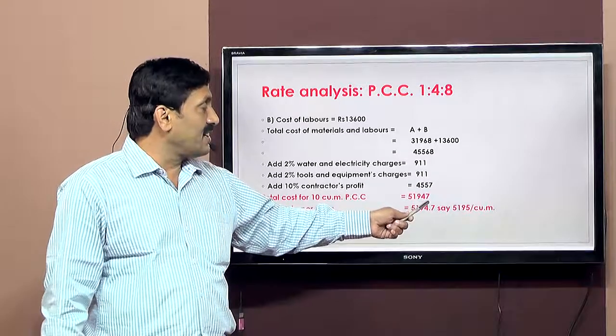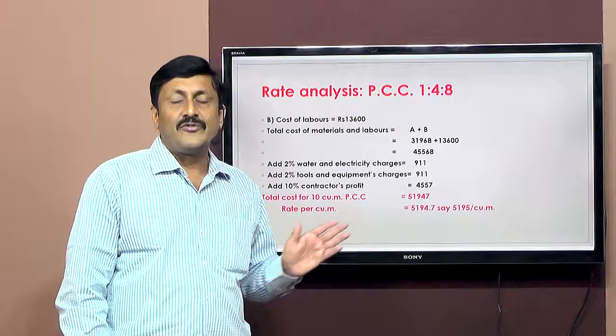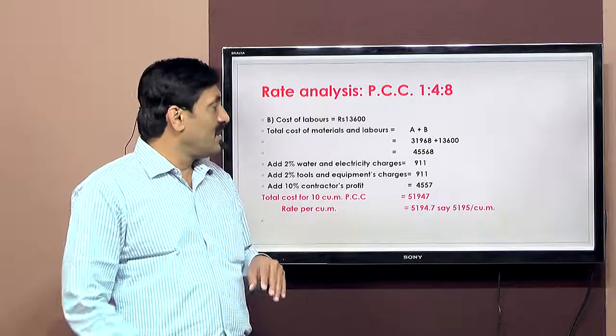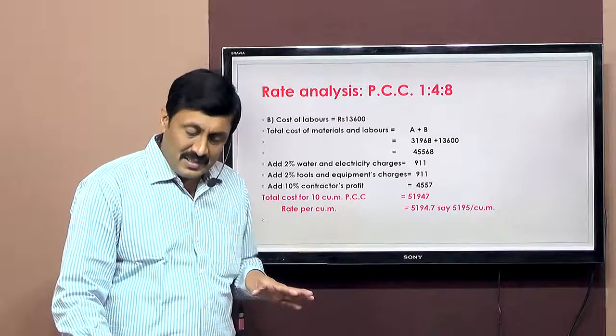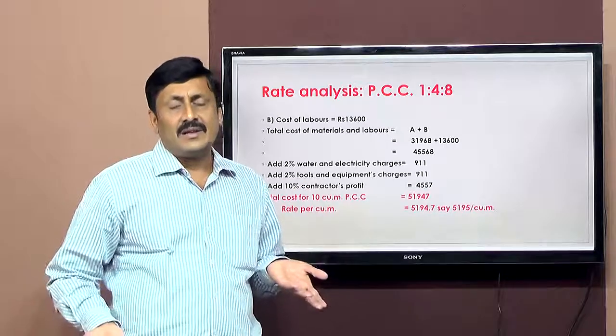So 51,947 is the rate per 10 cubic meter of PCC. So for the rate per cubic meter, you need to divide this by 10. So 51,947 divided by 10 comes to 5194.7. Say 5195 per cubic meter. So the rate per cubic meter for PCC 1:4:8 in foundation is 5195 rupees, 5195.